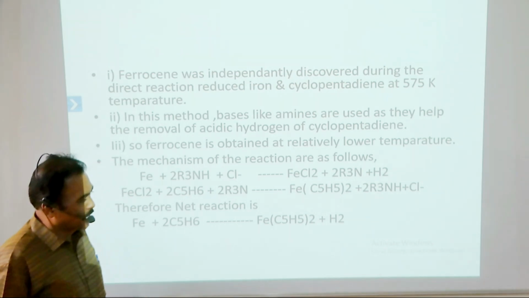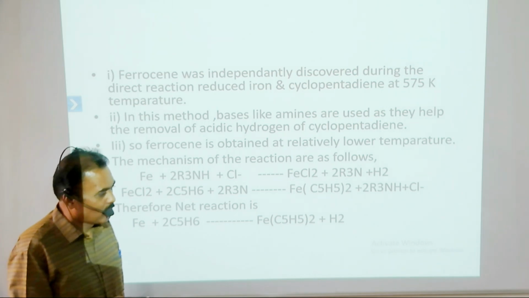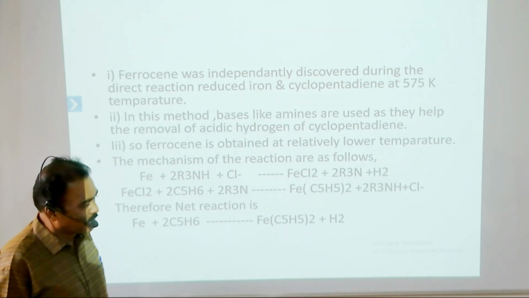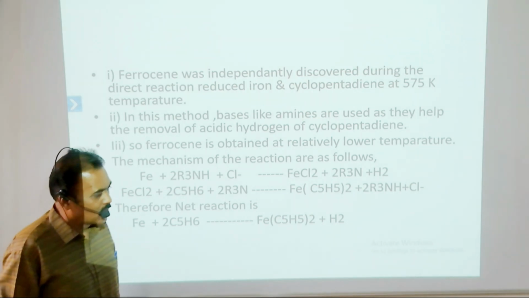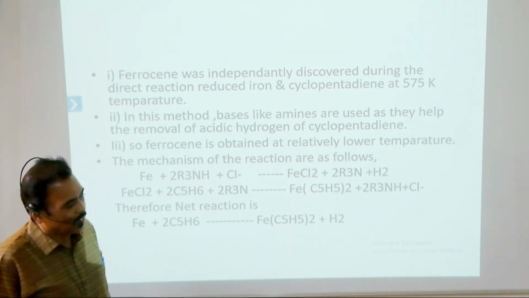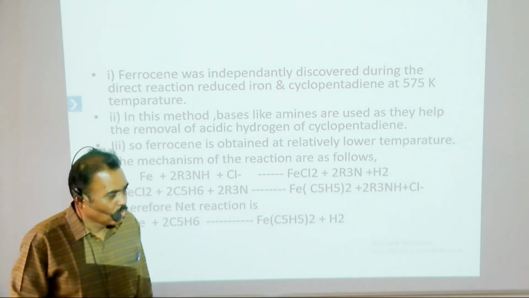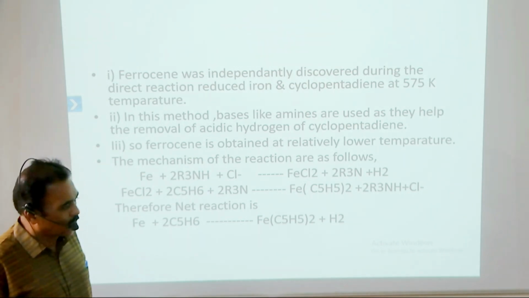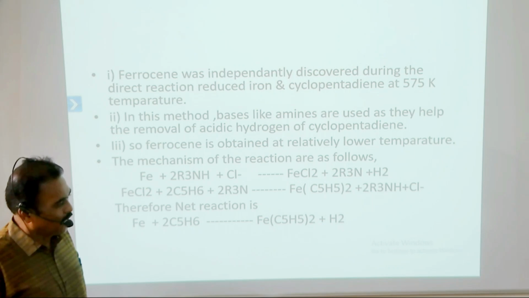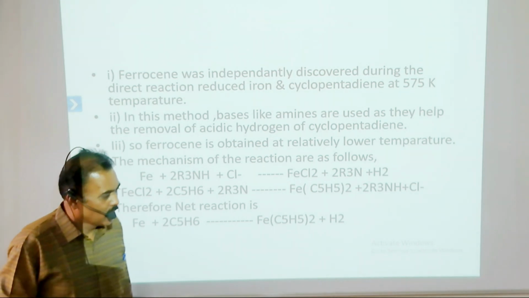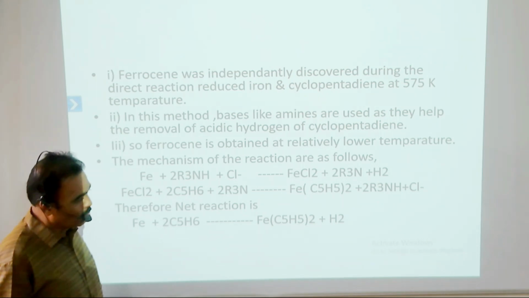So here Fe(C5H5)2 is prepared by using that method, a direct reaction between iron and cyclopentadiene. By using amines in that reaction, the amines help in the removal of acidic hydrogen. So the net reaction is Fe plus 2C5H6. It produces Fe(C5H5)2 plus H2.